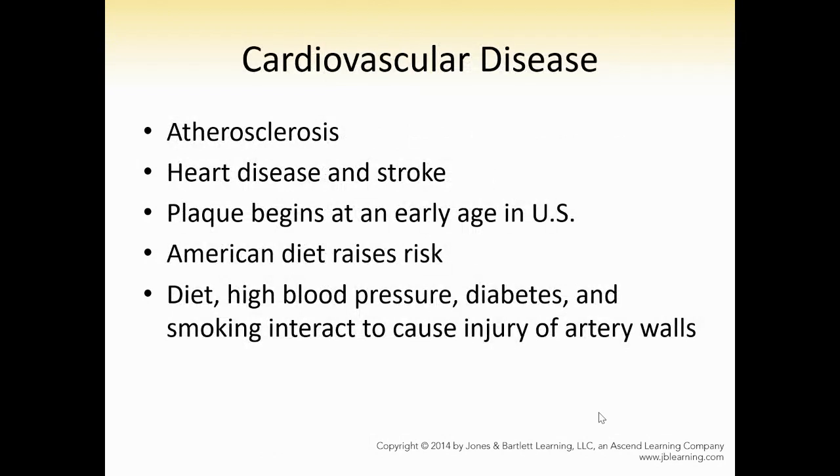We look at cardiovascular disease, and it includes atherosclerosis, heart disease, and stroke. What happens is plaque begins to form in blood vessels, and in the US, it tends to be at an earlier age. The typical American diet raises the risk for cardiovascular disease. Other risk factors are high blood pressure or hypertension, diabetes, and smoking, and all of these work together to cause injury to artery walls.